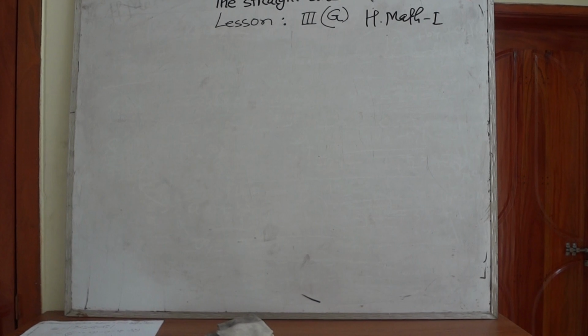Now I'll take higher mathematics first paper, chapter 3, the straight line, lesson 3G. I have already completed lessons A up to F in my class. So I expect that those who have finished these lessons properly can easily understand this lesson. Follow the board, everyone.